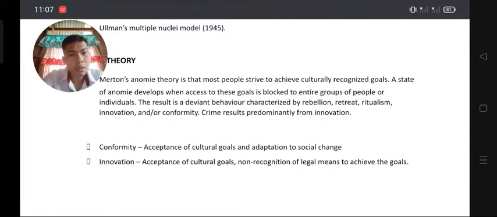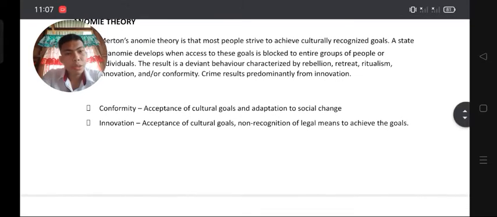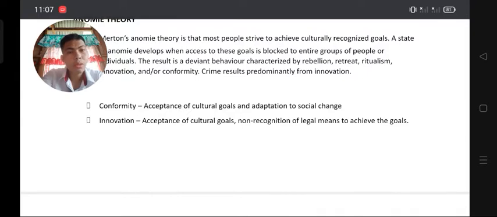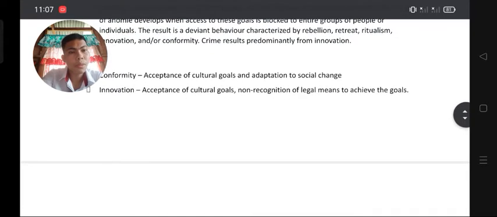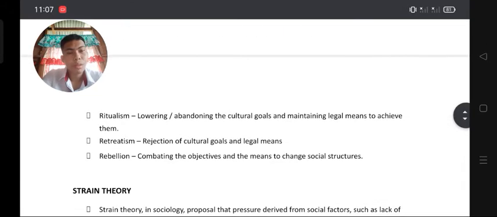Conformity means acceptance of cultural goals and active adaptation to social change. Innovation means acceptance of cultural goals, with non-recognition of legal means, or use of illegal means to achieve the goals. Ritualism means lowering or abandoning cultural goals and maintaining legal means to achieve them. Retreatism means rejection of cultural goals and legal means. Rebellion means combating the objectives and the means of the social structure, seeking to change it.